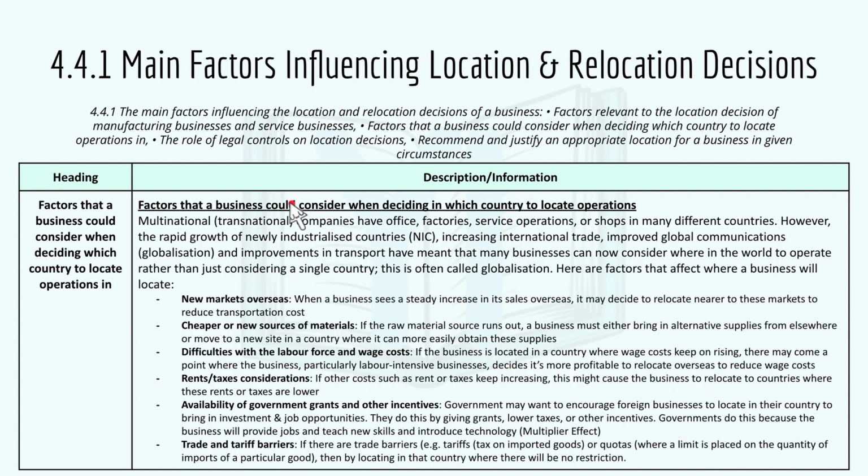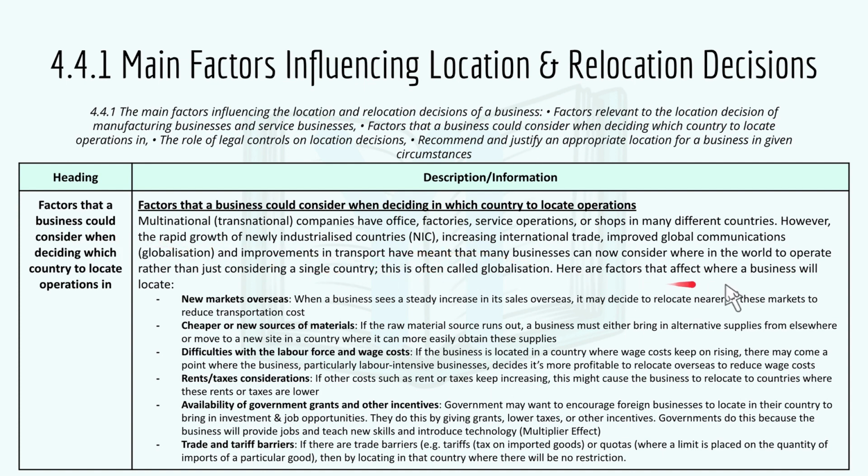Then we have factors that a business could consider when deciding in which country to operate. Multinational or transnational companies have offices, factories, service operations or shops in many countries. However, the rapid growth of newly industrialized countries or NICs, increasing international trade, improved global communications and improvements in transport have meant that many businesses can now consider where in the world to operate rather than just considering a single country. And this is often called globalization, as I mentioned over here.